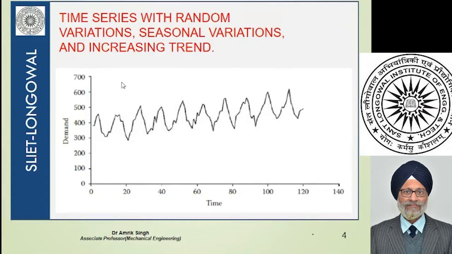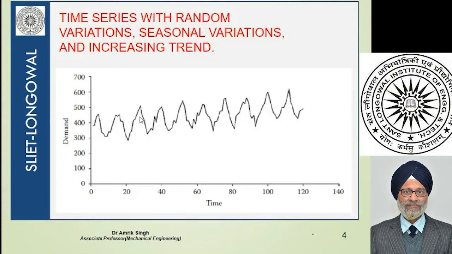This is a demand versus time graph, which shows that variations are random. The variation of demand with respect to time is random, but at the same time, it shows an increasing trend as time passes. You see here the demand is so much, then here so much, here so much, and in between there is a seasonal variation. This is the type of trend the time series methods will show.